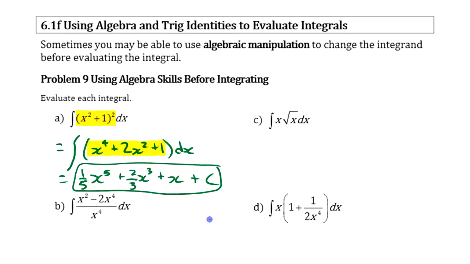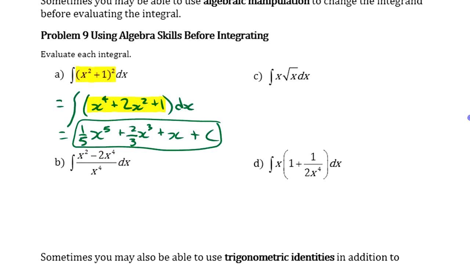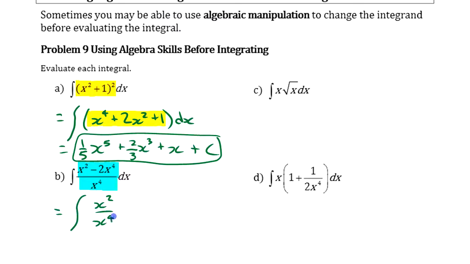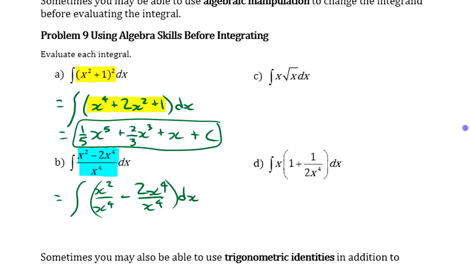Expand it. I'm going to go down here and do this one right here. You have this expression here. You can take that and divide it by what's on the bottom. Divide each term and write them separately. So you could say this is equal to the integral of x squared over x to the 4th, except it's minus 2x to the 4th over x to the 4th. Or in other words, I'm going to say the integral of x to the minus 2 minus 2, dx.